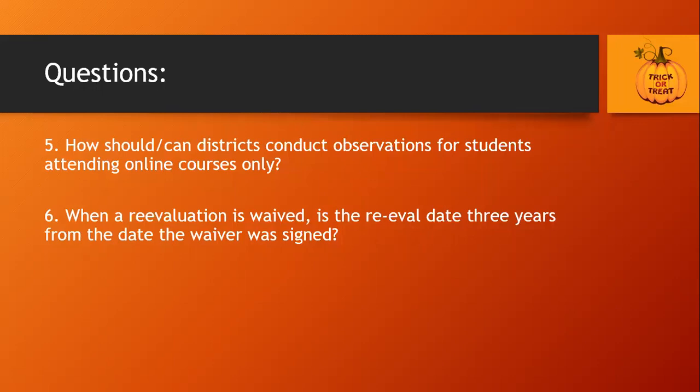When a reevaluation is waived, is the reeval date 3 years from the date the waiver was signed? Yes. And you don't want to waive a lot because that'll kind of prompt a little inquiry. But the reeval would be 3 years from the date the waiver was signed. And we just always give that caution, like Helen said, that what we don't want to see is a waiver twice in a row.